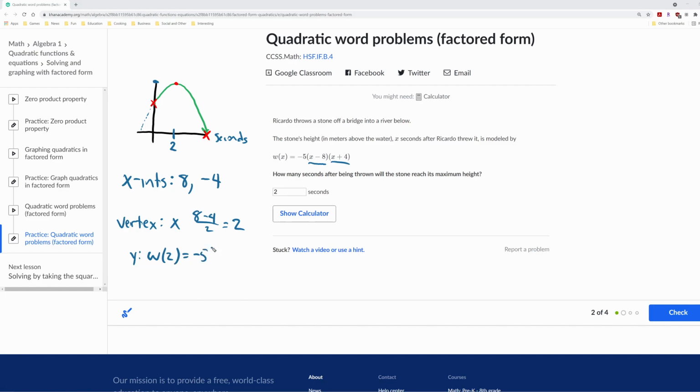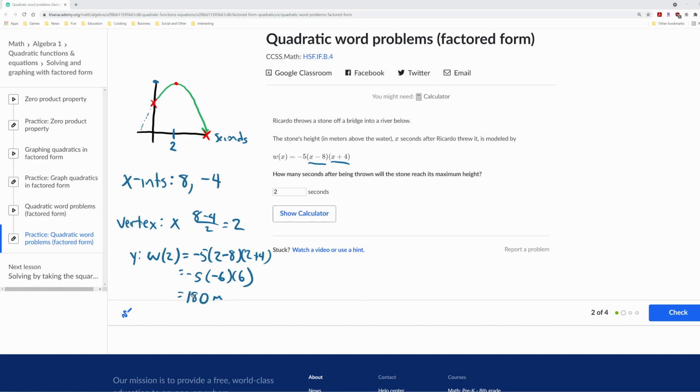So it'd be -5 times 2 minus 8 times 2 plus 4. So that's -5 times -6 times 6. So our answer would be positive in the end. 5 times 6 is 30, and then 30 times 6 again is 180. Okay, so that's in meters. I don't think most people are going to be able to throw a stone 180 meters into the air. That's pretty high. But anyway, that would be the answer to the question.